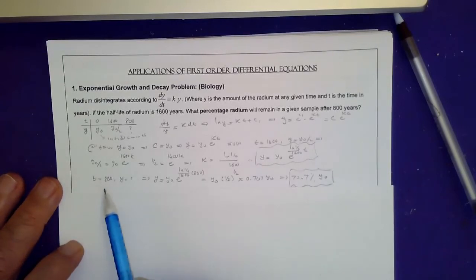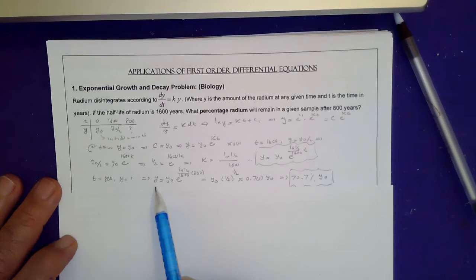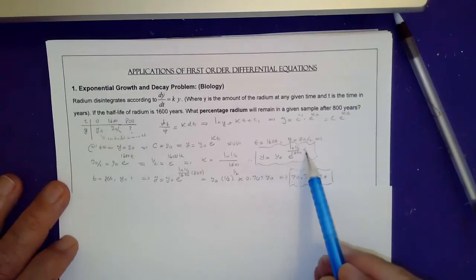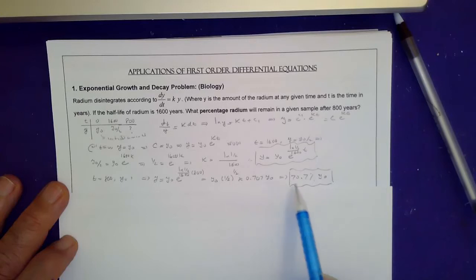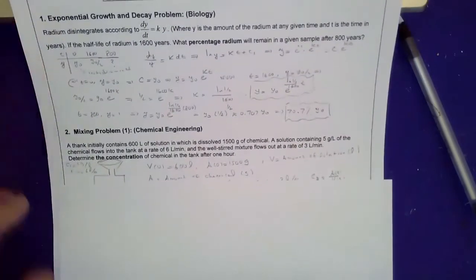So the question is, after 800 years, what percentage of the initial amount will remain? Well, if we go back here and replace t with 800 and work this out, you get 0.707 y sub 0, which means 70.7% of the initial amount will remain. Next problem is a chemical engineering type of problem.